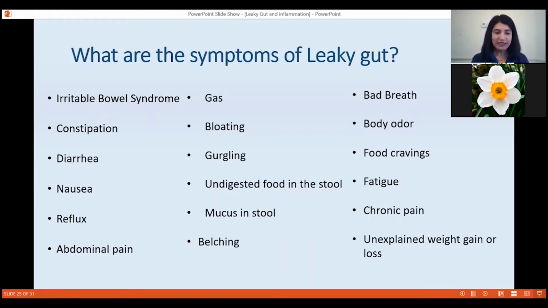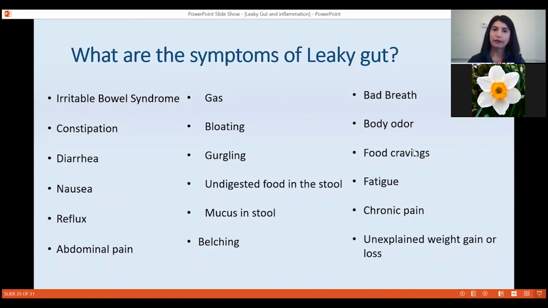So you find people with nausea, reflux, abdominal pain, gas, bloating, gurgling, undigested food in stool, mucus in stool, belching, bad breath, body odor, food cravings, fatigue, chronic pain, unexplained weight gain or weight loss. These are all symptoms of leaky gut. We've established that leaky gut is a very important cause of multiple chronic diseases, such as autoimmune diseases, diabetes, obesity, heart disease, mood disorders, and neurological disorders.